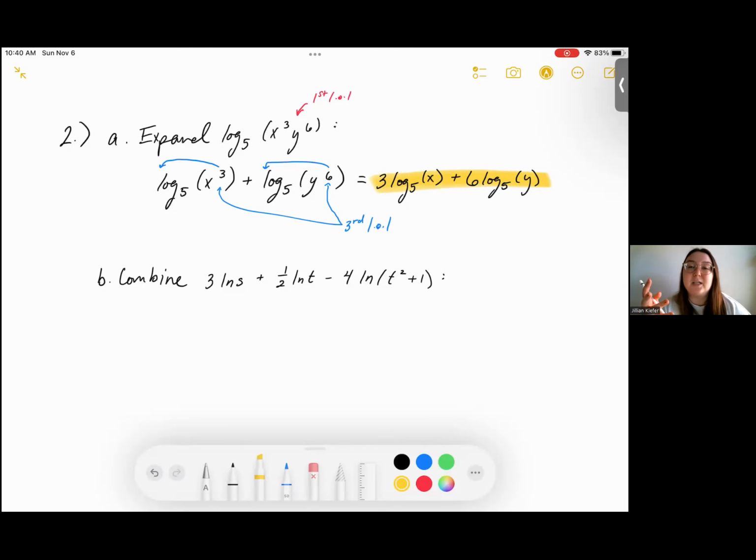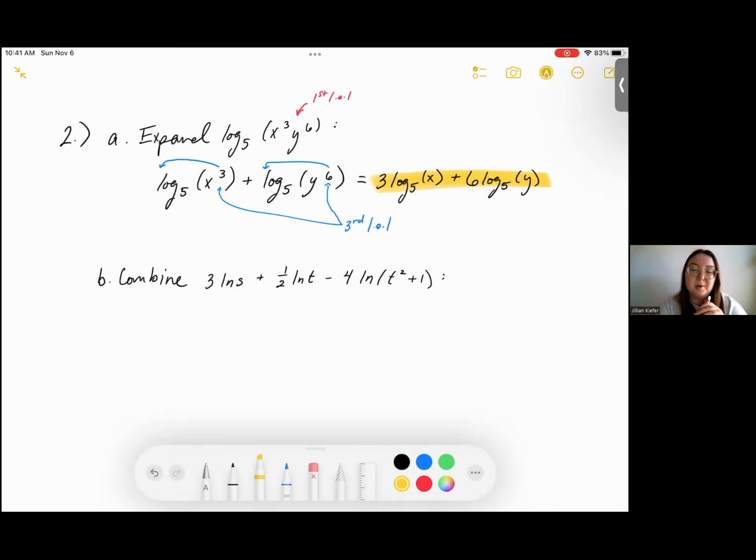So when you're expanding, you should know you've gotten to your final answer when there's no more multiplication, division, or exponents within the logarithm. The coefficient does not count. It would be kind of outside the logarithm. We're talking about within those parentheses of the actual logarithm. That's where you do not want multiplication, division, or exponents. Since we don't have multiplication, division, or exponents inside those logarithms, then we're good, and that would be our answer.